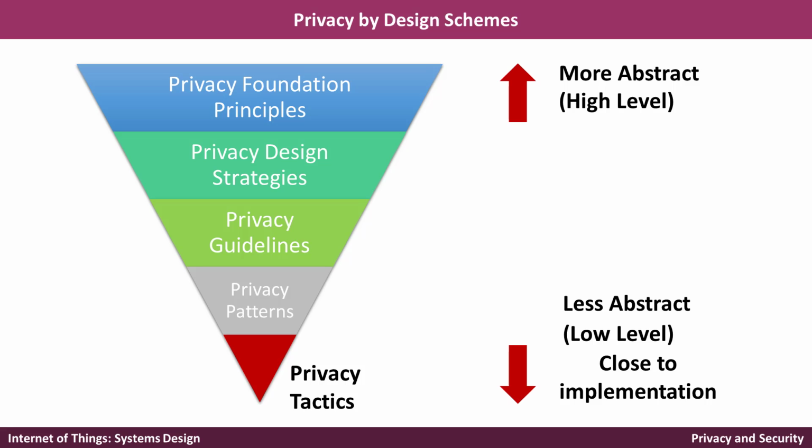So what we see here is that the top layers are quite abstract. How to implement is something that the developers need to think about a little bit. And then when you go down, they become more and more specific. And then it becomes very narrowed down and clear on what kind of problems it can solve and how to implement them. Over the years, many institutions and researchers have come together to develop all of these different privacy by design schemes.